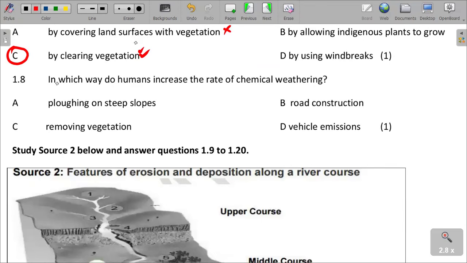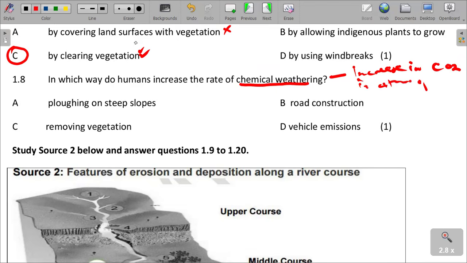So our answer is C. And then, in which way do humans increase the rate of chemical weathering? How is chemical weathering increased by human activities? It has to do with processes that increase carbon dioxide in the atmosphere and result in increased acid rainfall.